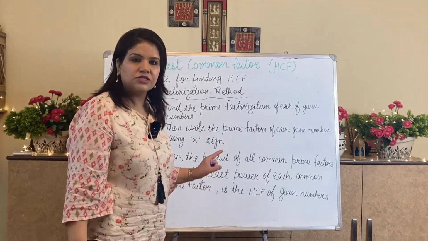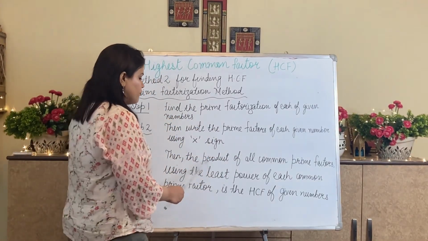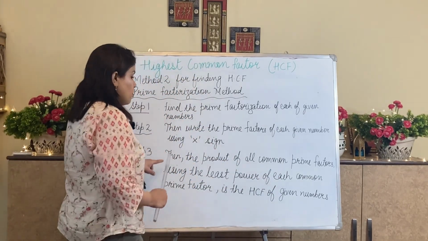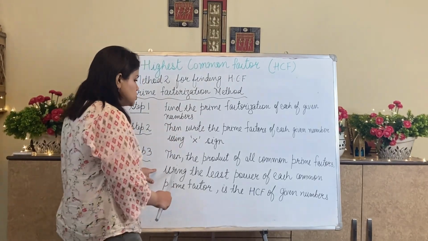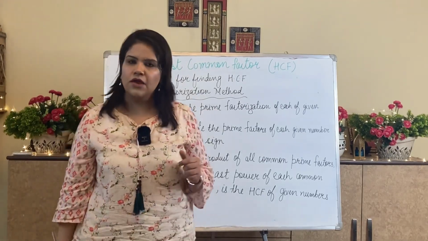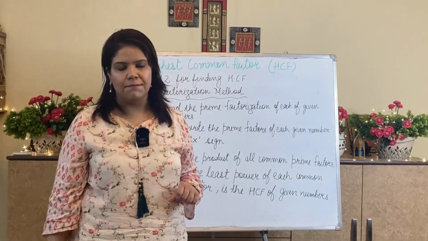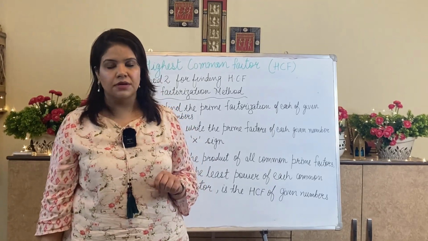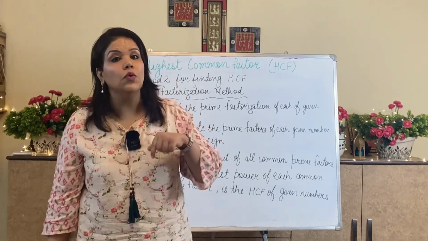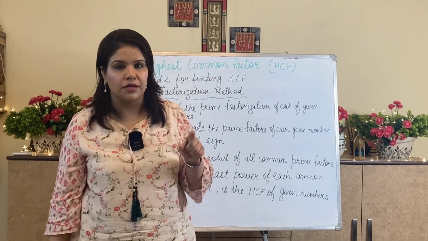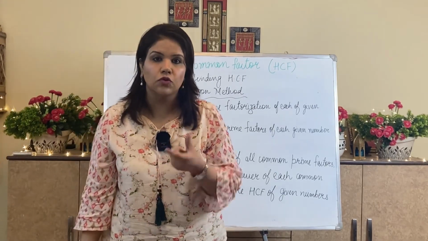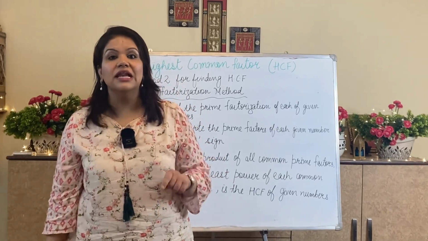After writing them in exponential form, we will find the product of all common prime factors. Which common prime factors? Using the least power of each common prime factor. Now you tell me, if we have 2 raised to power 3 in one of the numbers and 2 raised to power 2 in one of the numbers, which one should I take? I will be taking 2 raised to power 2 as common, because we have 2 times 2 in both. That's why we will take the least power.